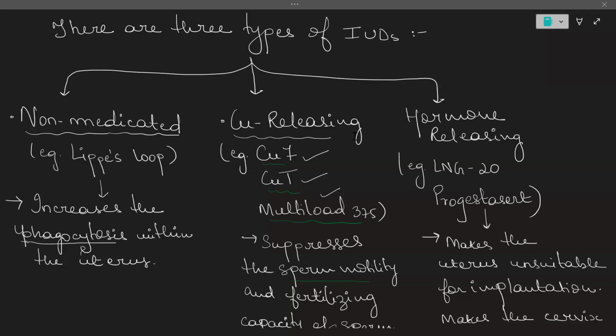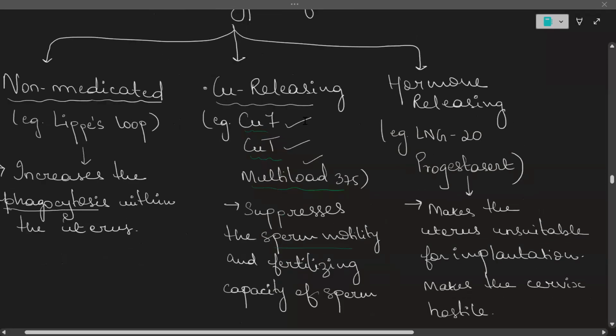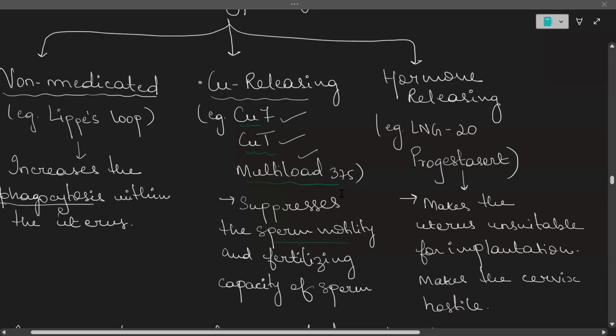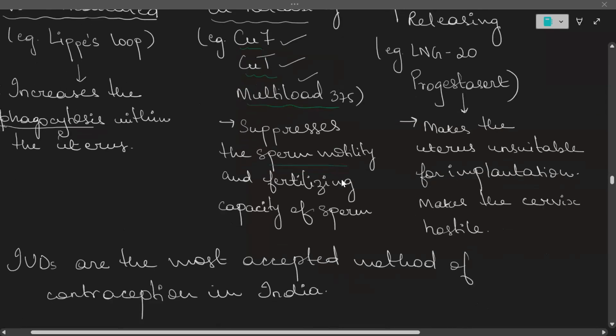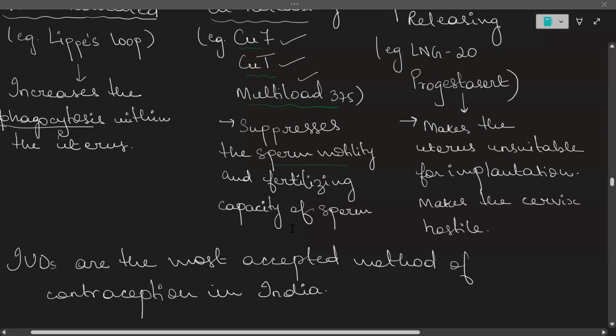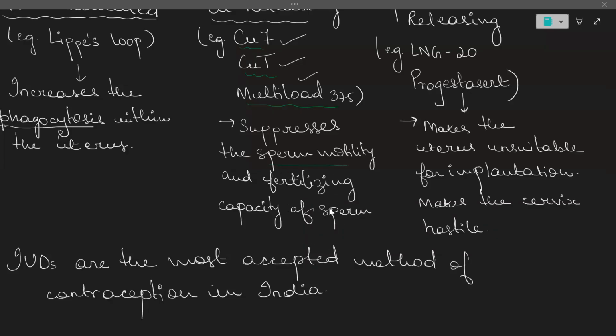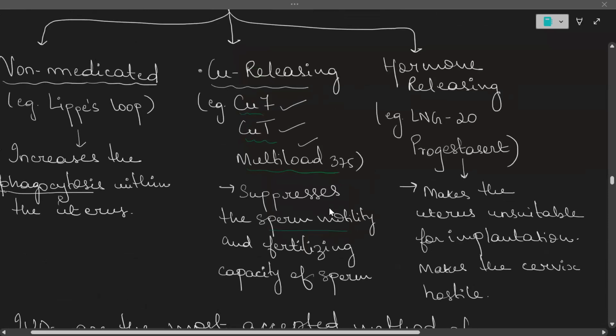Then there is copper releasing. There are three types, CU7, CuT, and Multiload 375. What they do is suppress the sperm motility and fertilizing capacity of the sperm. So they do not let the sperm fertilize the ova.